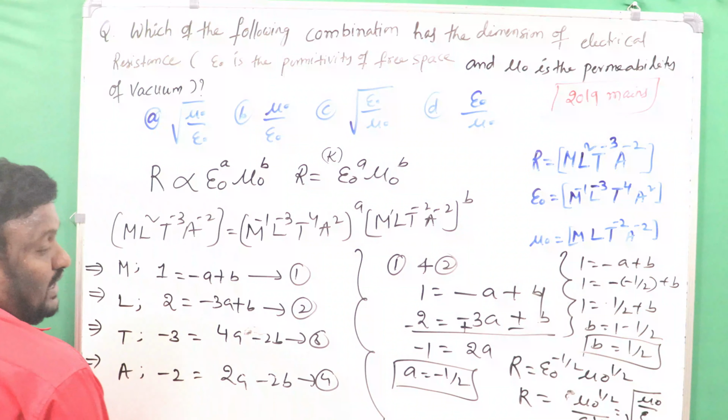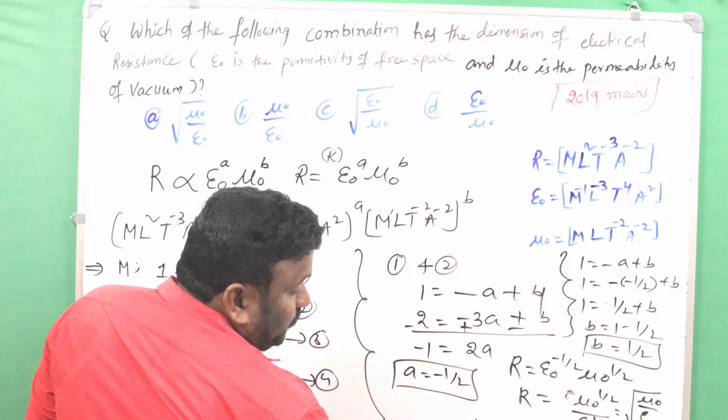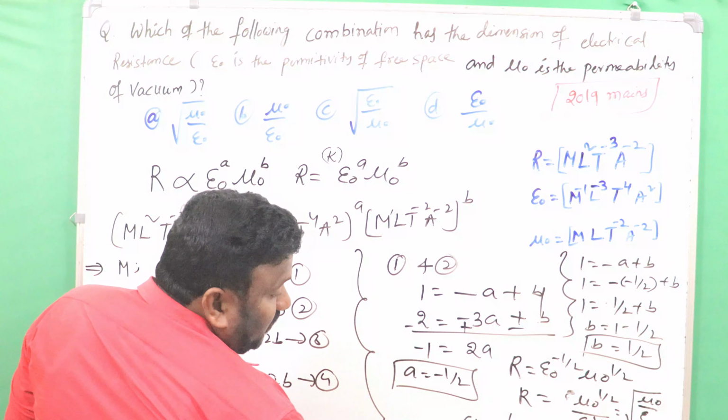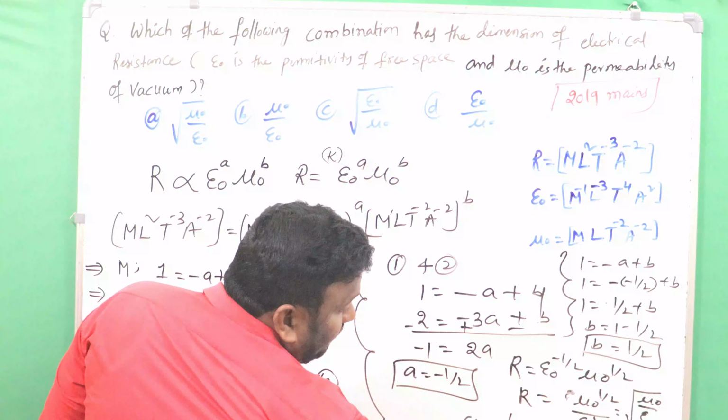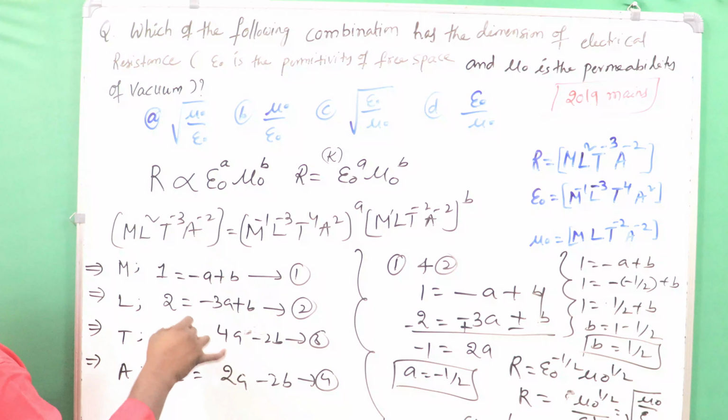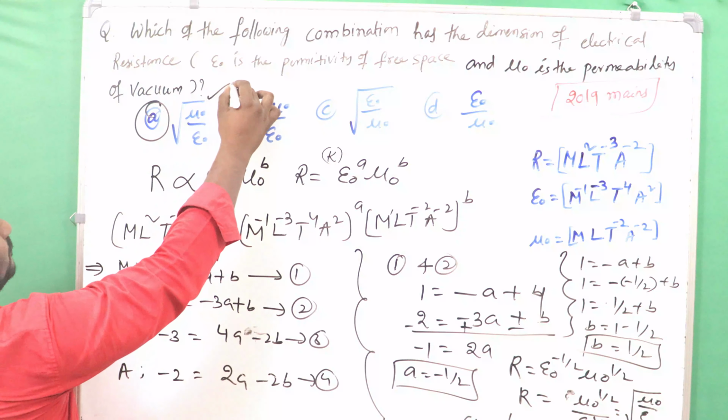Mu naught by epsilon naught, whole to the power of 1 by 2, we can write. Then obviously 1 by 2 means under root of mu naught by epsilon naught. That's why among the four options, the first option is the correct one.